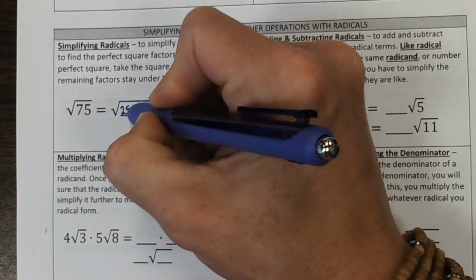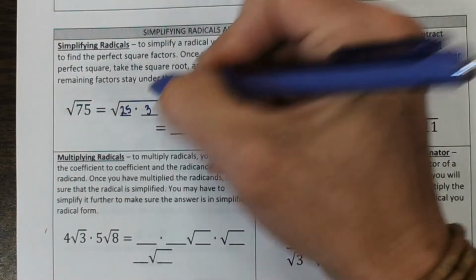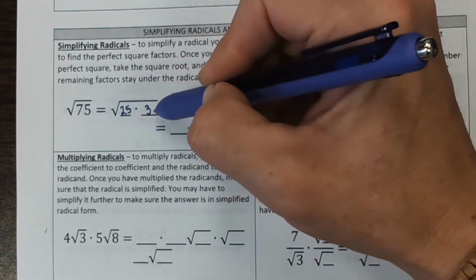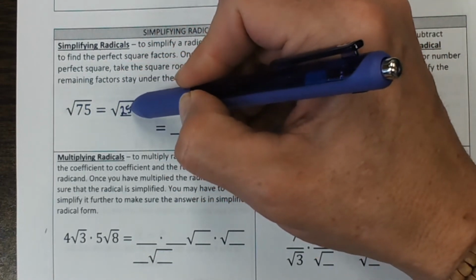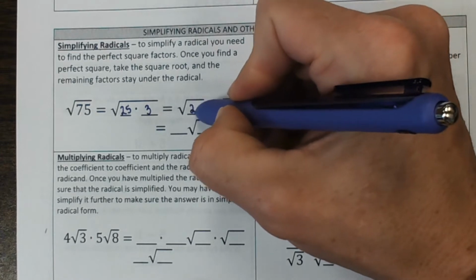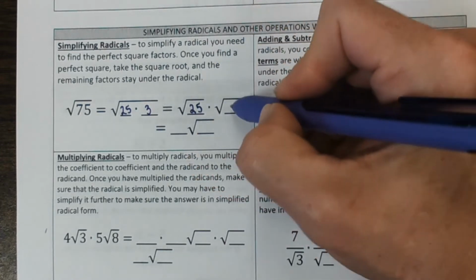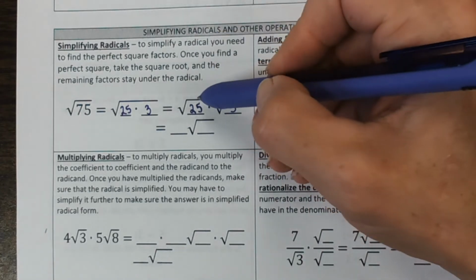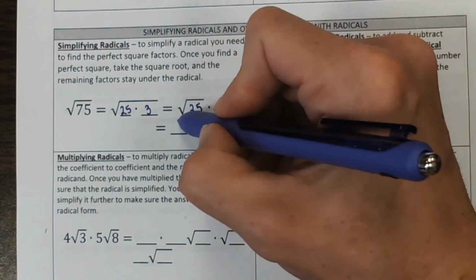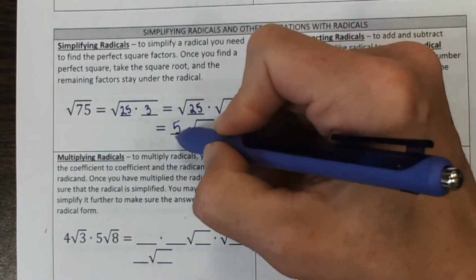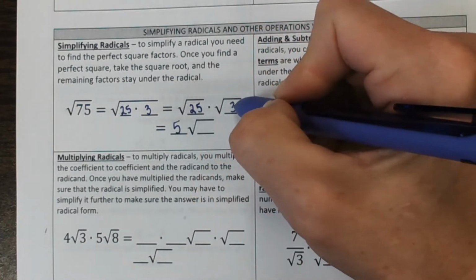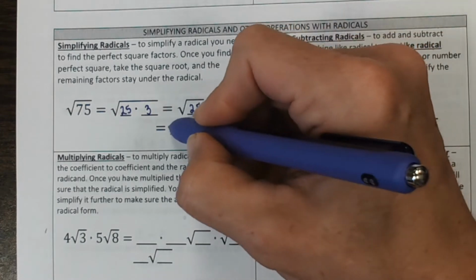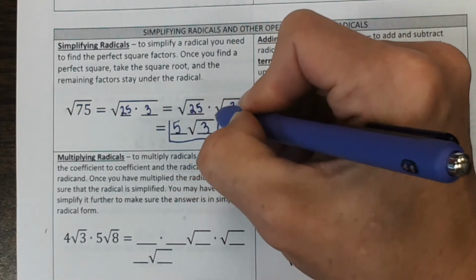I know that 75 is 25 times 3, because 25 times 3 is 75. So if I split it up, then I have that perfect square factor, so I put that under its own radical, and the 3 goes under its radical, and then I know that the square root of 25 is 5, and so it comes out of the radical, and then the 3 is not a perfect square, so it can stay in the radical. So this would be our final answer.